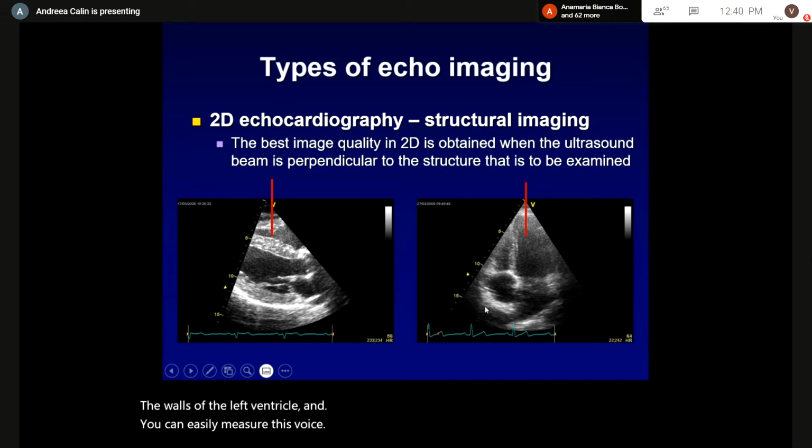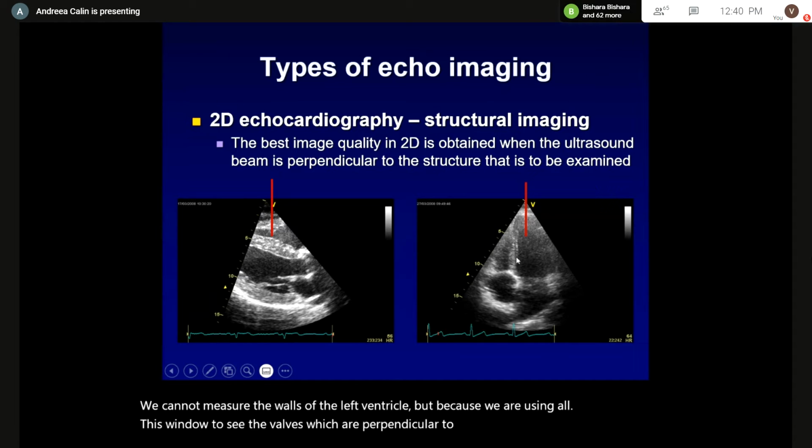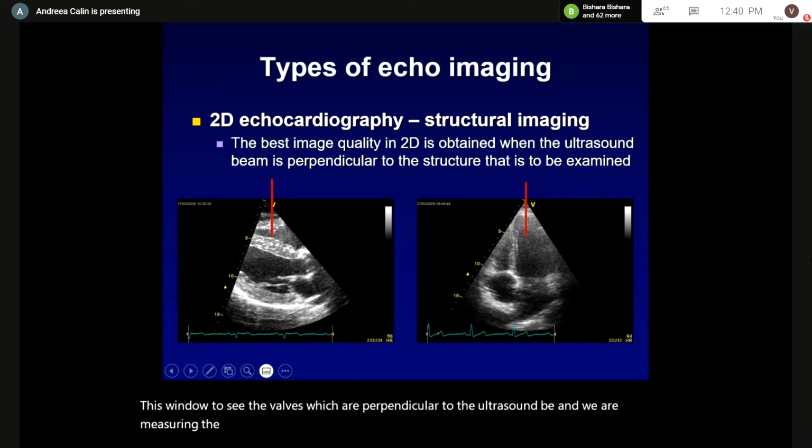On the contrary, in this apical window, we cannot measure the walls of the left ventricle, but we are using this window to see the valves, which are perpendicular to the ultrasound beam, and we are measuring the walls in this window, and we can better see the valves in this one because we are perpendicular to the valves.